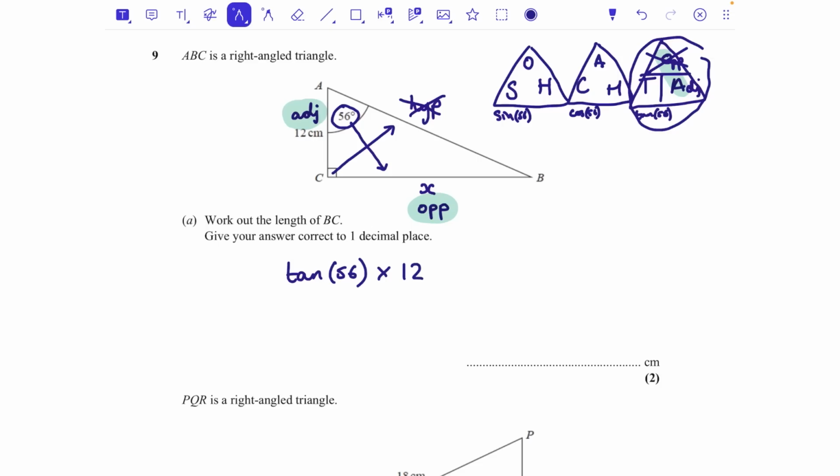Typing that in your calculator, make sure to shut the bracket after the angle. So tan 56, shut the bracket, times 12, or you can type 12 tan 56 or 12 times tan 56, and that gets me 17.79. We're rounding it to one decimal place, so 17.8 is your answer for that one.